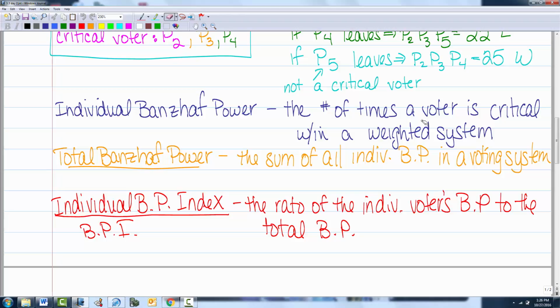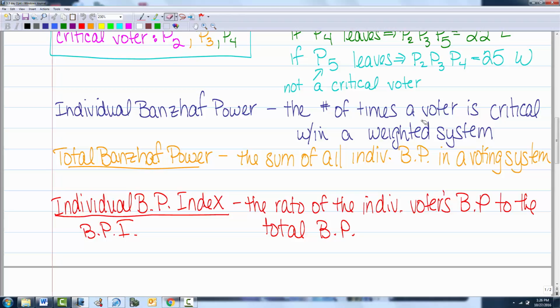All right? The total Banzhaf power is the total amount of times they're a critical voter. You give them a point for each time they represent being a critical voter in a coalition. And then the BPI, Banzhaf Power Index.